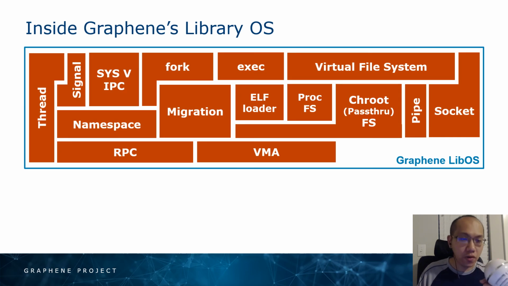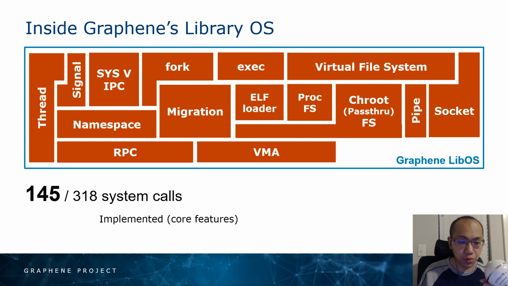And here's a quick overview of the Graphene library OS itself. As you can see, it has pretty much all the components needed for operating a system, including multiprocess or multi-threading features like fork and threading, file systems, sockets, pipes, as well as inter-process coordination such as namespaces and signals. So far, we have implemented the majority of the core features to support Linux applications, including supporting 145 system calls. These are the core features of a Linux operating system.